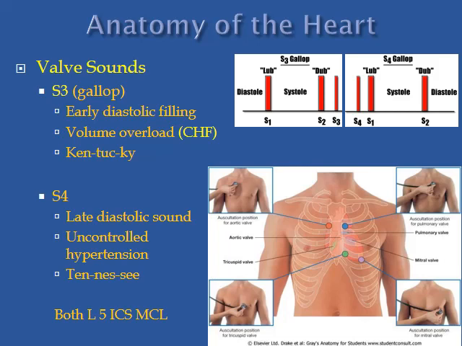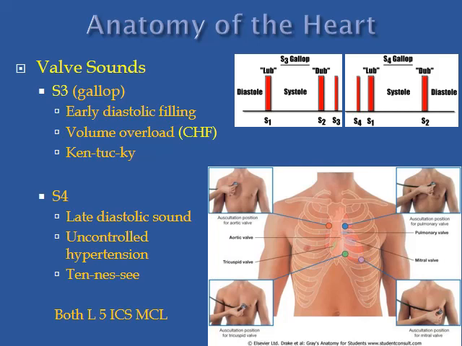It sounds like Kentucky. You see this area, we got lub-dub-dee, lub-dub-dee, Kentucky, Kentucky. Got the rhythm, and you'll hear that best at fifth intercostal space, midclavicular line.